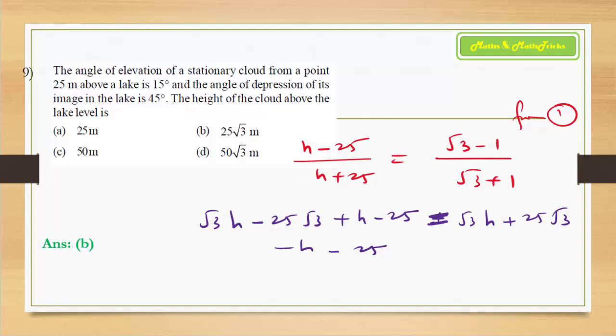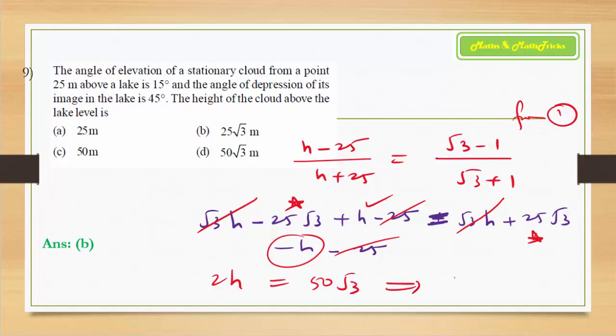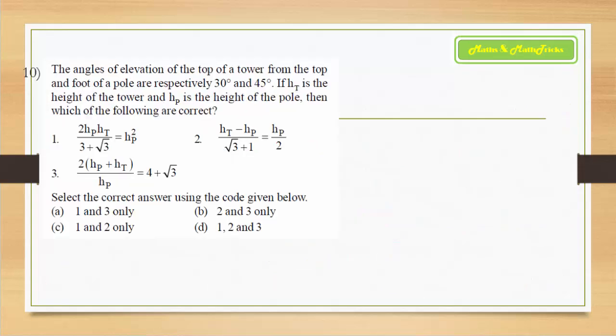You can see the cancellation: root 3h gets cancelled on both sides, and even minus 25 gets cancelled on both sides. So simplifying, we have 2h on the LHS, because minus h in the LHS becomes plus h, and 25 root 3 added on the RHS side becomes 50 root 3, which gives h equals 25 root 3, which is the answer, option P. Clear? Coming on to the next question now, number 10.